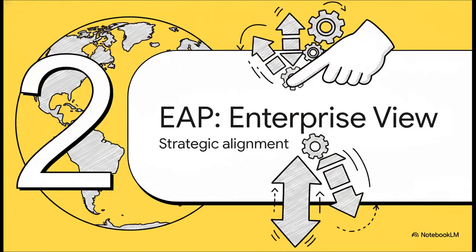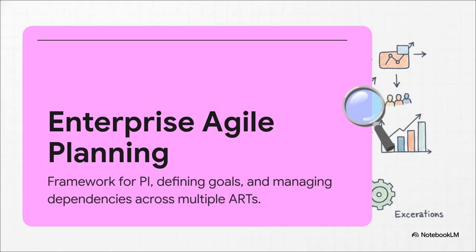Moving on to Section 2, EAP, the Enterprise View. So zooming out to the macro level, EAP delivers a fully scalable framework for planning increments. It's all about defining those high-level goals and managing complex cross-team dependencies across multiple agile release trains. And the real beauty here, it's the flexibility. Whether you're running a simple essential setup or a full-scaled agile configuration, EAP gives you these perfect contextual views. It acts as your primary navigational guide from the specific team level all the way up through the solution train right to the digital banking portfolio levels.